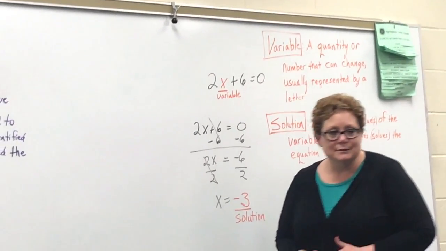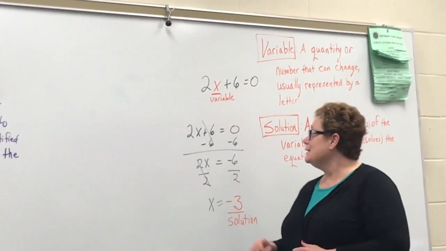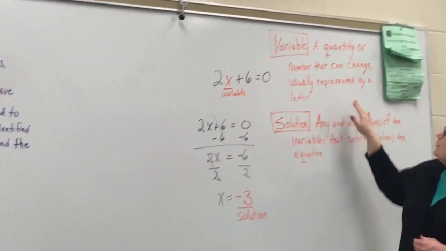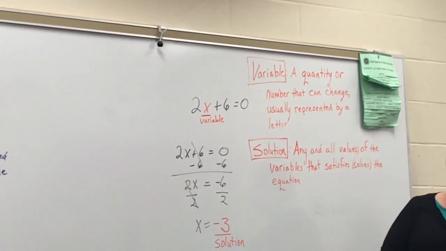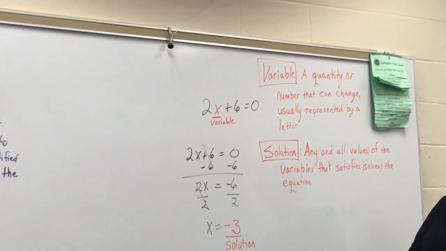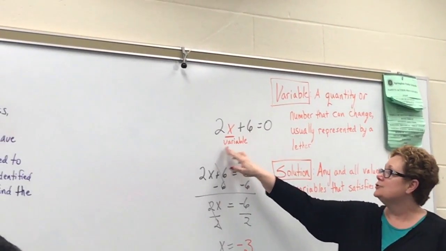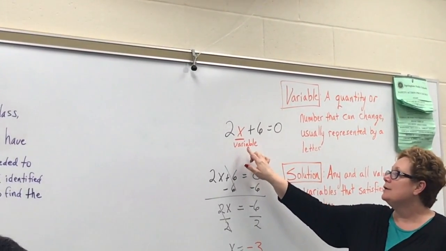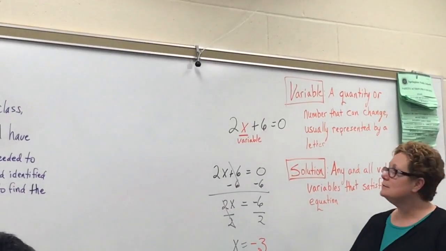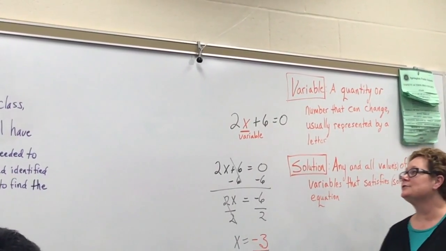Someone tell me what a variable is. The letter. It's the letters, that's right. So it's a quantity or number that can change. We don't know what it is or how much it is, so we usually represent it by a letter. So in this equation here, 2x plus 6 equals 0, the variable is the orange x. We don't know how much it is, it can change.